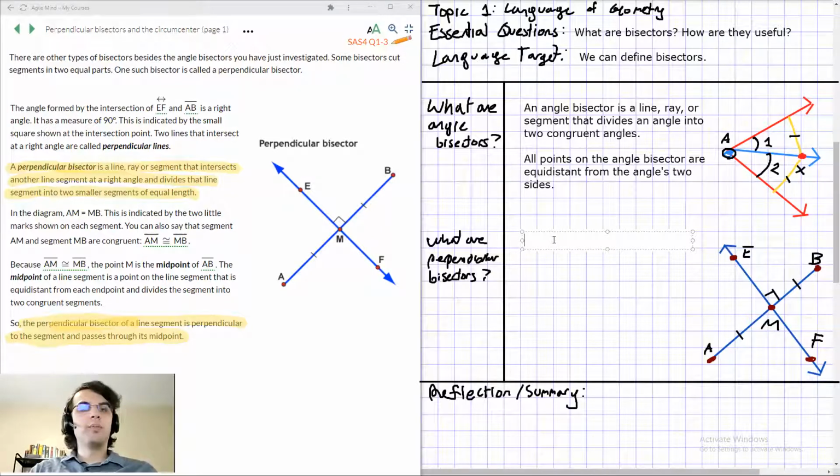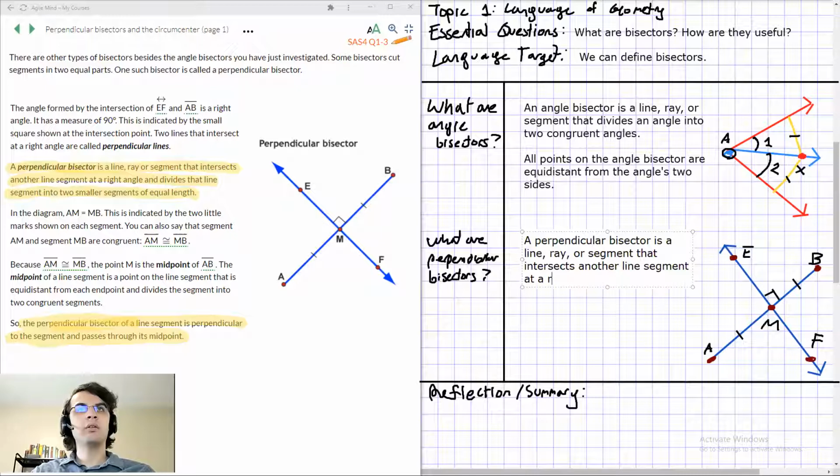I've got a perpendicular bisector is a line, ray, or segment that intersects another line segment at a right angle, right? Now, do I want to say that? Yeah, I do, right? I would want to remember that because it'll help you remember what perpendicular is later, the right angle part. But I'm going to change this next part. Instead of saying divides it into two segments of equal length, I'm going to do what I did last time. I'm going to say and passes through its midpoint, dividing it into two congruent segments, right?